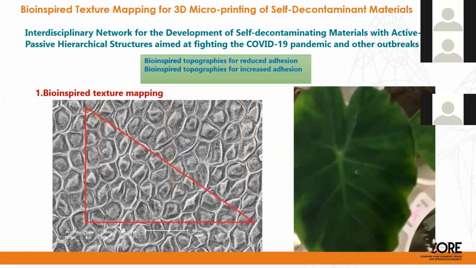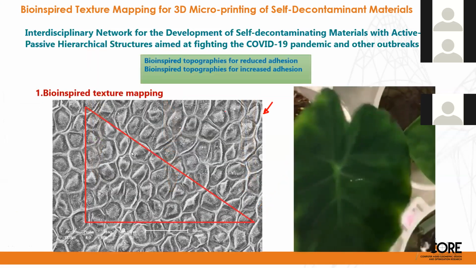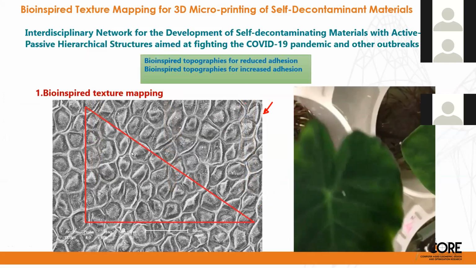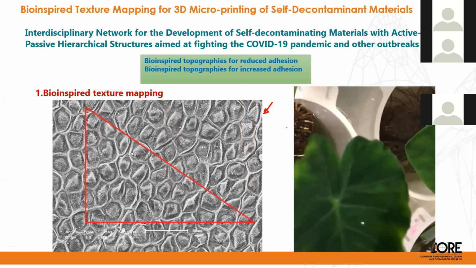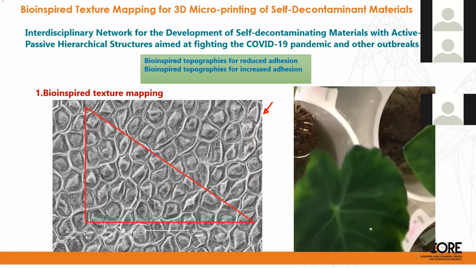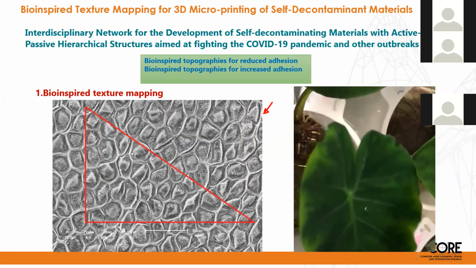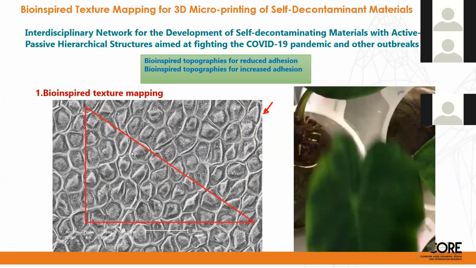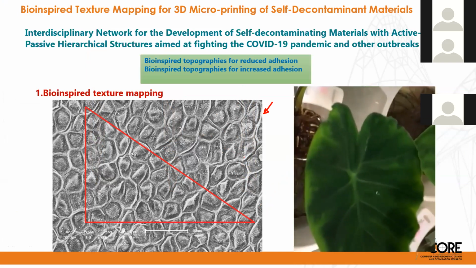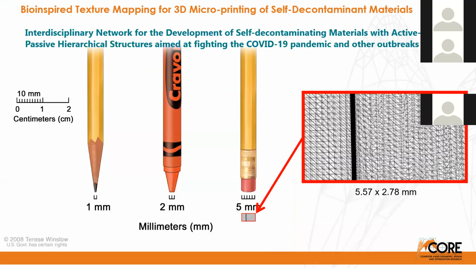And then this is an image from AFM, the atomic force microscope, of this Colocasia esculenta leaf. This is the image in the micro scale of this leaf. And we see here an actual triangle of this size, the size of something like this, a triangle like this.